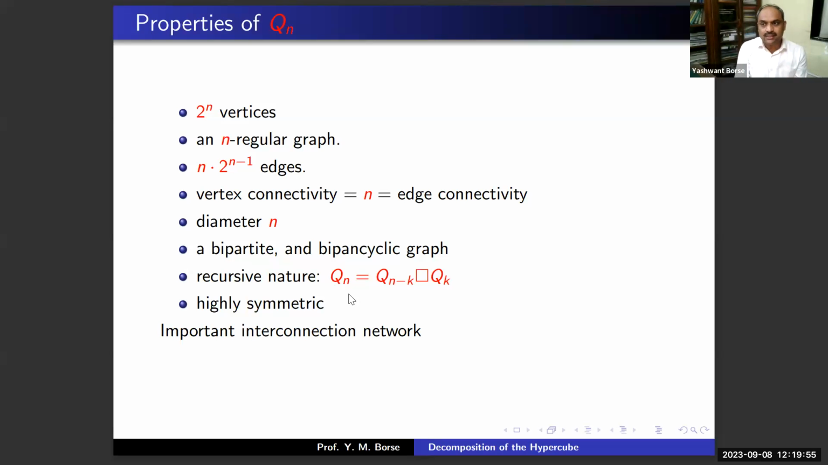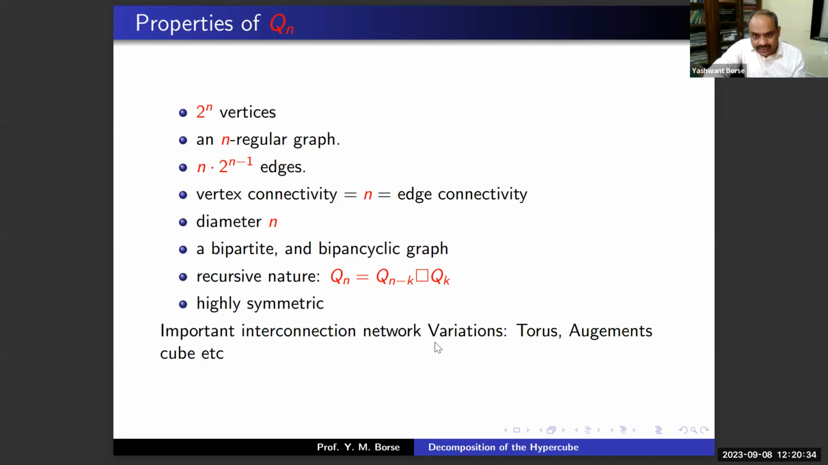Why? Because we want to put many processors, and still the communication should be fast. So the diameter of the corresponding graph should not be large. It is still n. Further, it should be symmetric, and some other beautiful properties are available. Recursive nature is one good property, and bipancyclicity, that so many cycles can be created in Qn. Because of these properties, it has been used as one of the important interconnection networks of parallel computing.